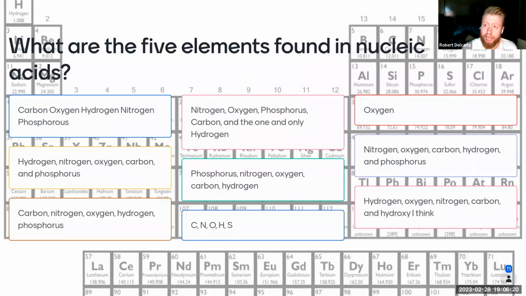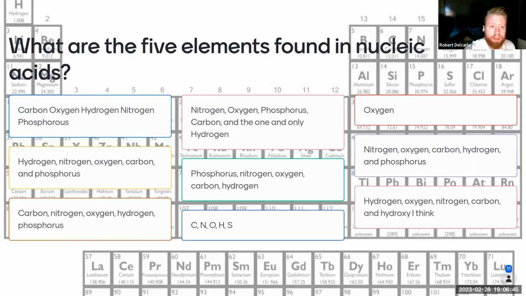Funny enough, you can take nucleic acid structures, nucleotide structures, and substitute out one of those carbons for a sulfur, and you will create a compound that can be used as a drug. We'll talk about that later in the lecture, the use of that kind of strict organic chemistry there. So great, let's go ahead and move on to the next question.